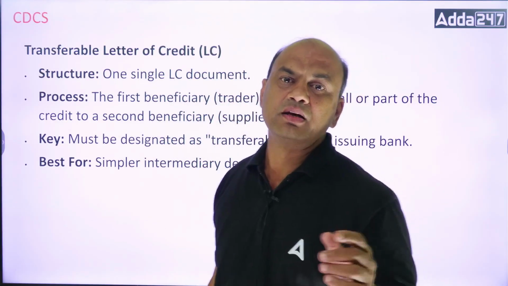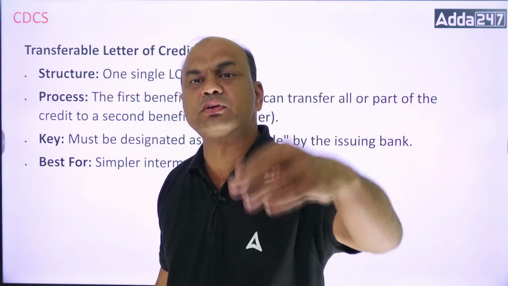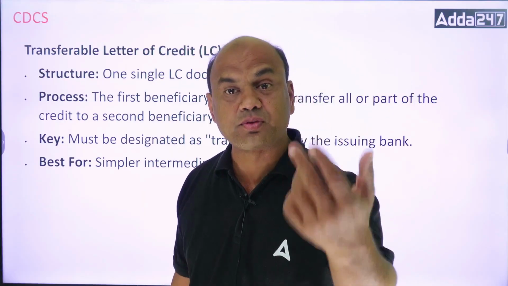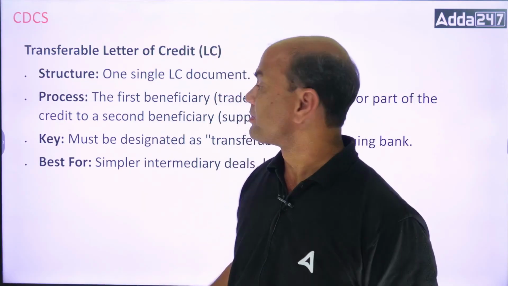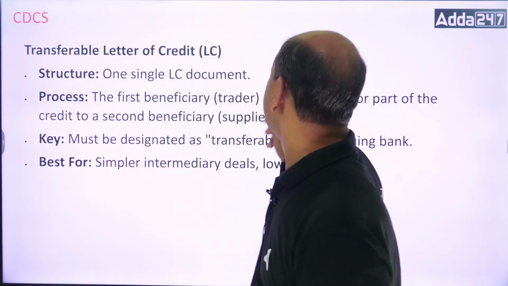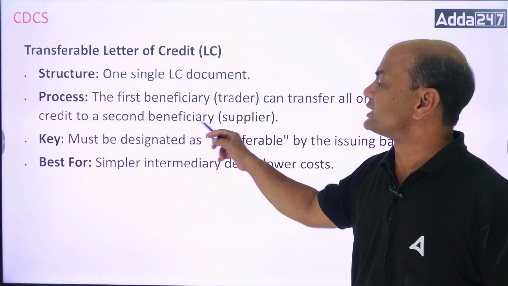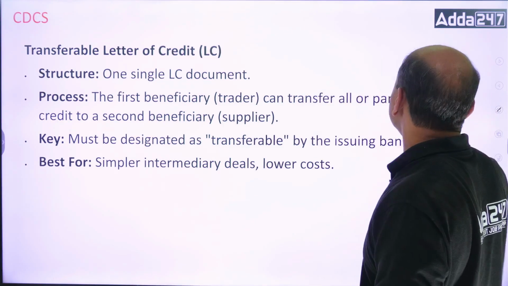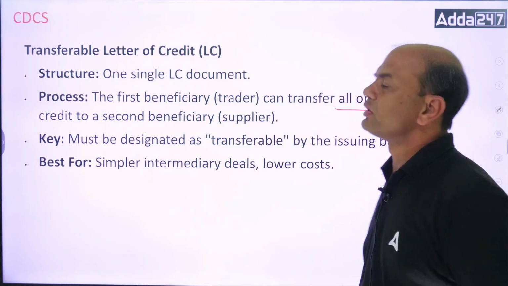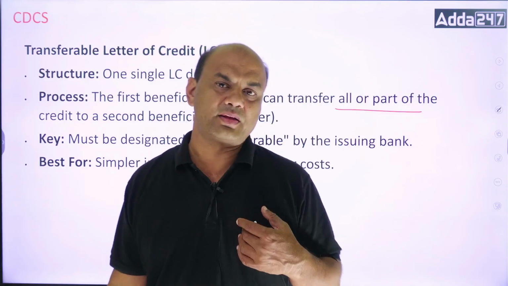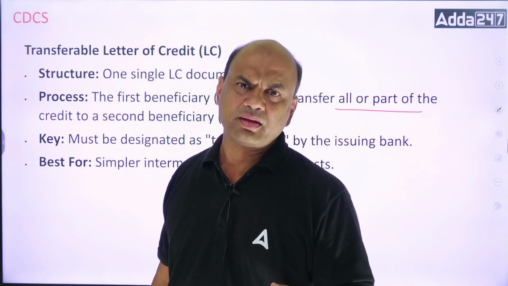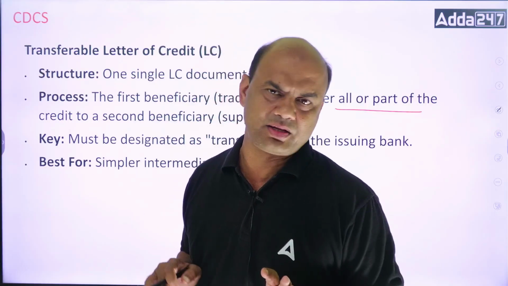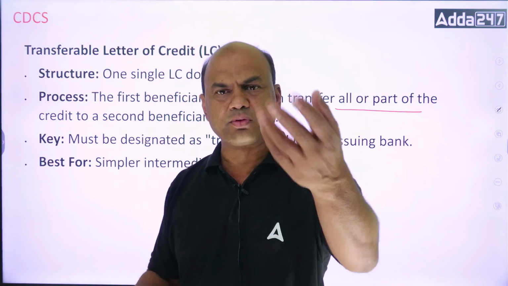One single means I give you this LC and the same LC you will transfer. The first beneficiary can transfer all or part of the credit to the second beneficiary. Why all or part? There are two cases. If my first Benny is a pure agent, with no manufacturing activity, then he or she will transfer the full amount.